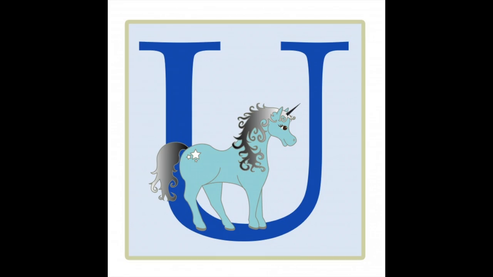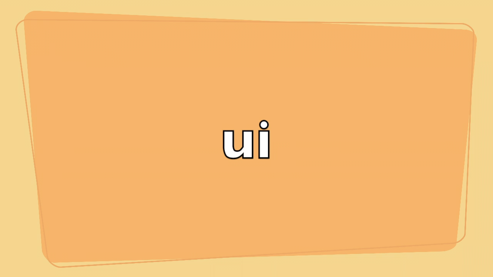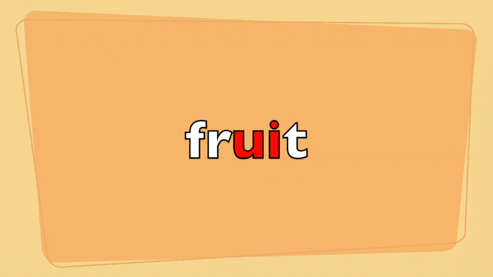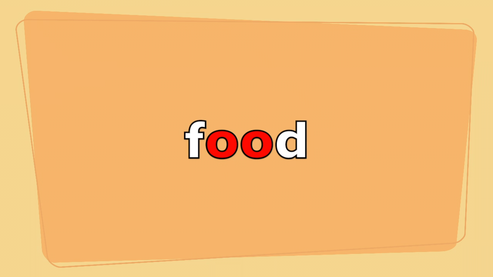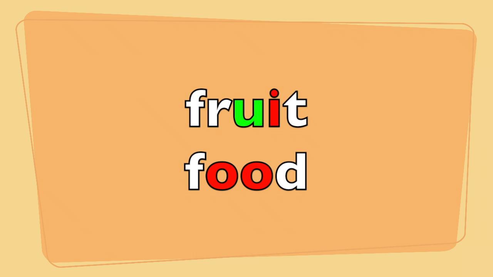Now, our U vowel can be shown in two vowel teams. It can be shown in a UI vowel team, so like in the word fruit, and we hear that /oo/ sound, says its name. We also see our U in the vowel team OO, and we see that vowel team in the word like food. So just like in fruit, food, we hear that same vowel sound.